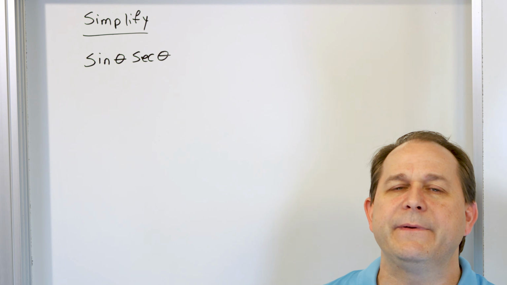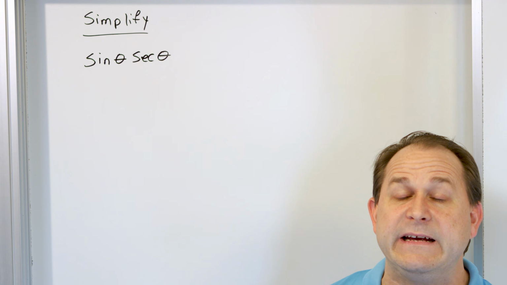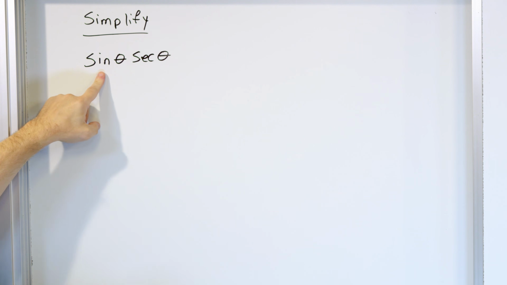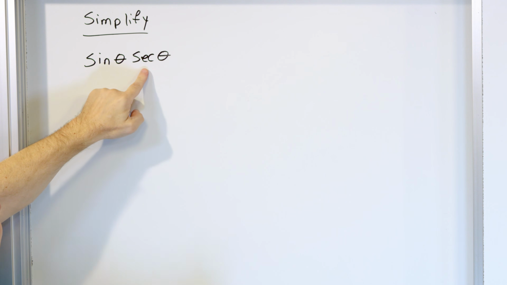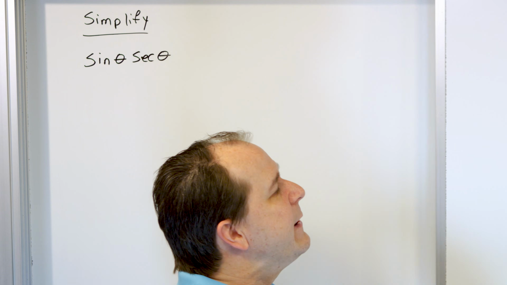Instead, pick something that you think is reasonable, that you know is legal, and then take that first step and see if it gets you closer. So when I look at sine and secant, I know that sine is sort of like a fundamental trig function, but the secant is actually kind of derived from the other ones. And I remember that, and we talked about that.